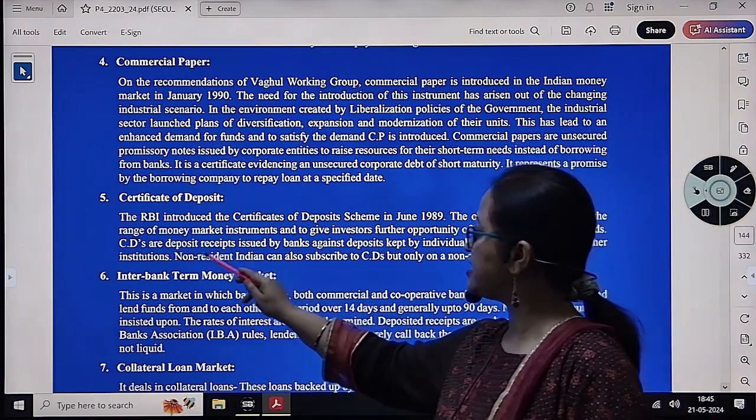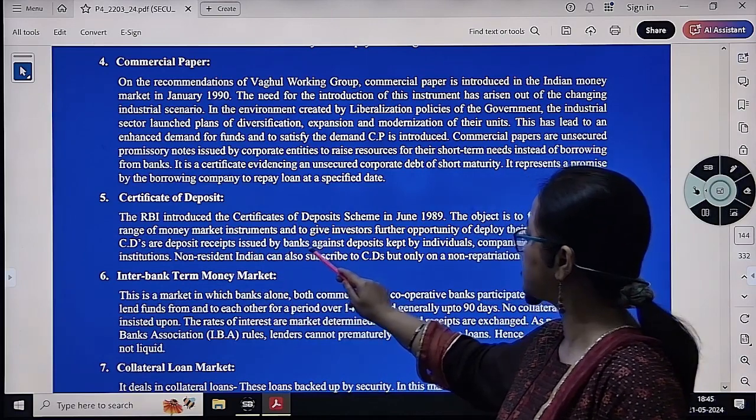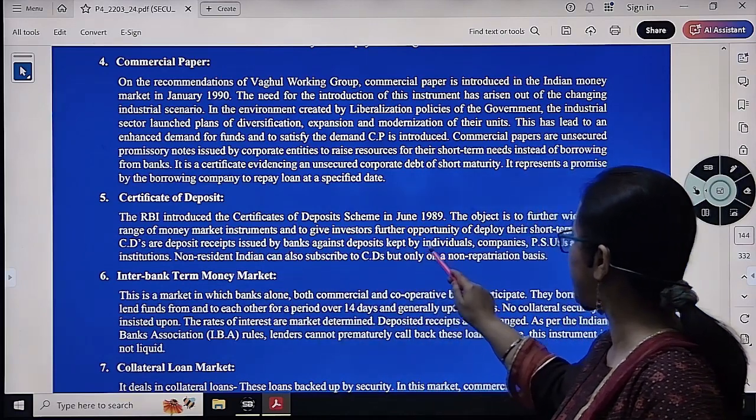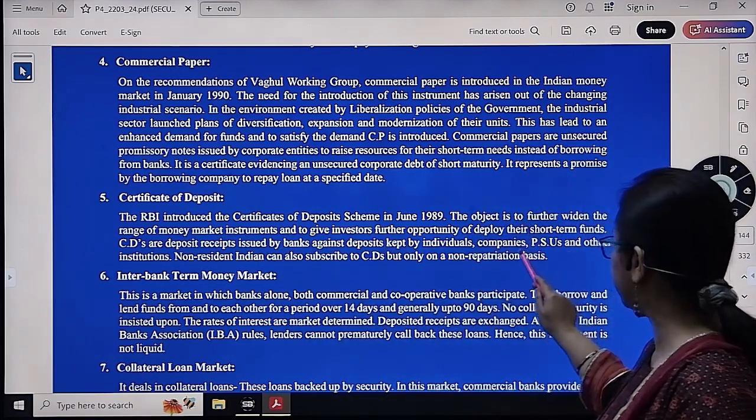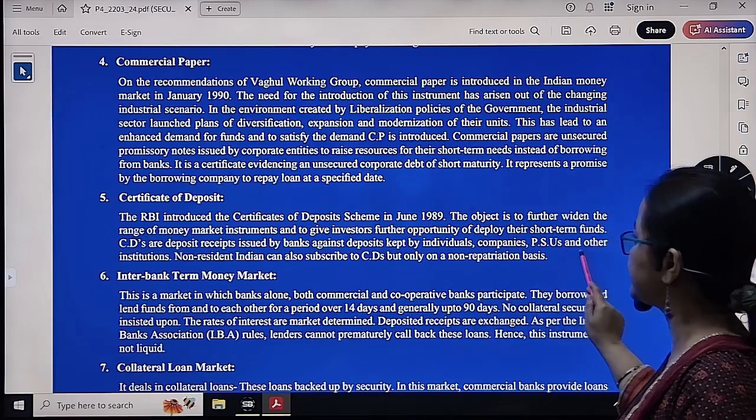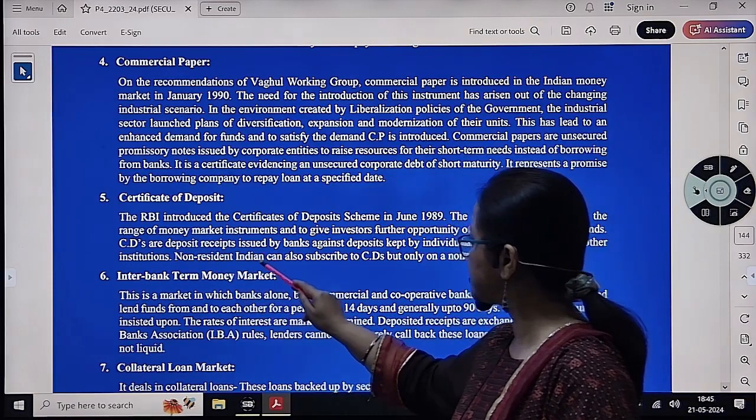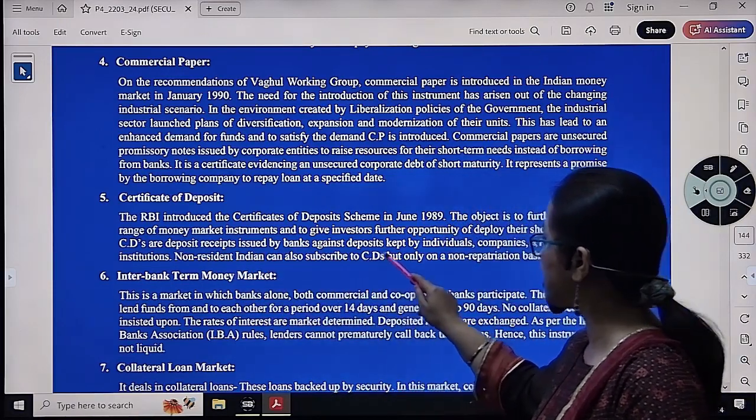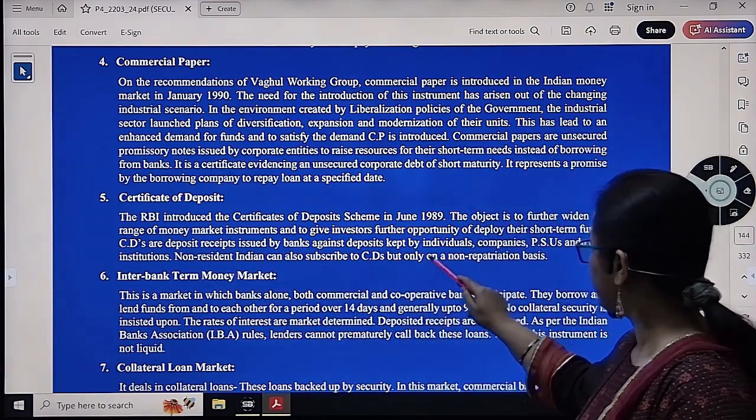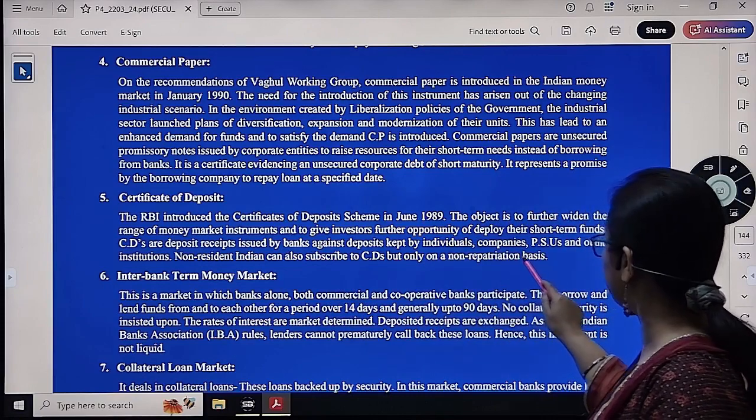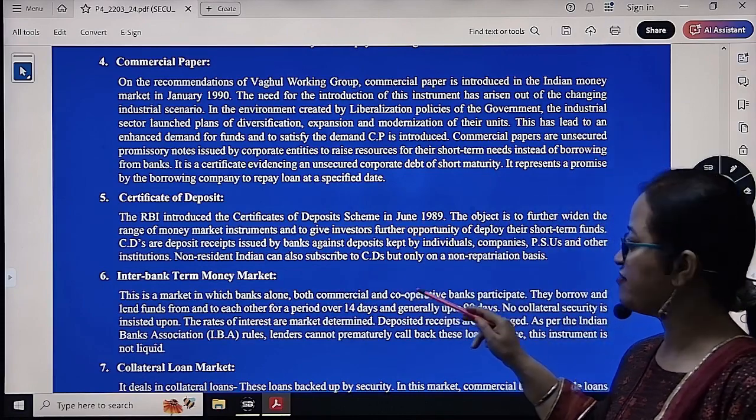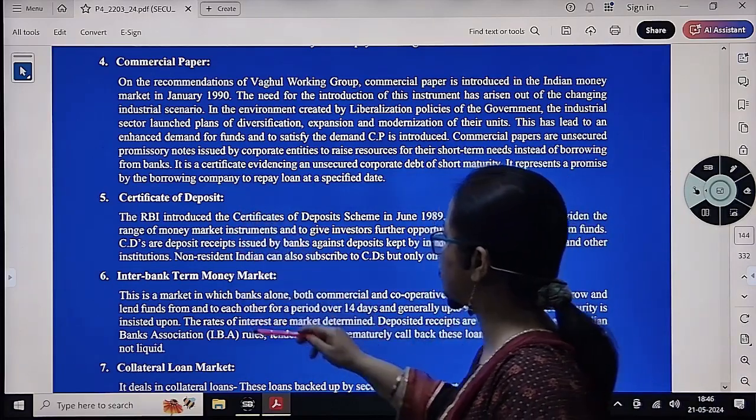And CDs are deposit receipts issued by banks against deposits kept by individuals, companies, public sector undertakings and other institutions. Non-resident Indians, NRIs, can also subscribe to CDs, but only on a non-repatriation basis. Fine? So that is your CD all about.